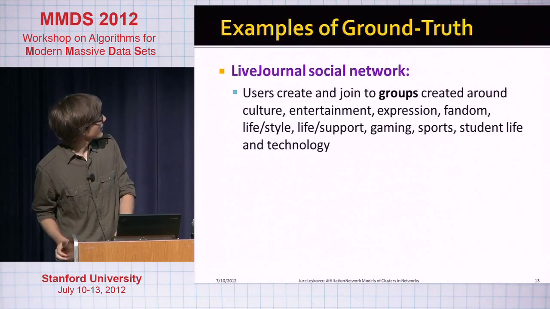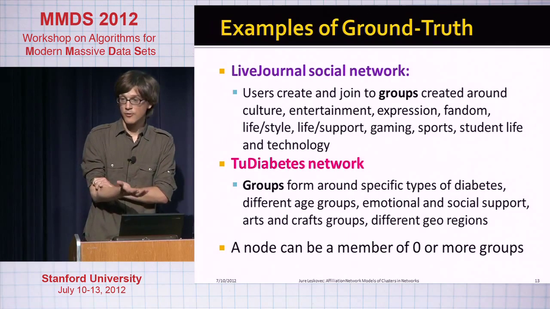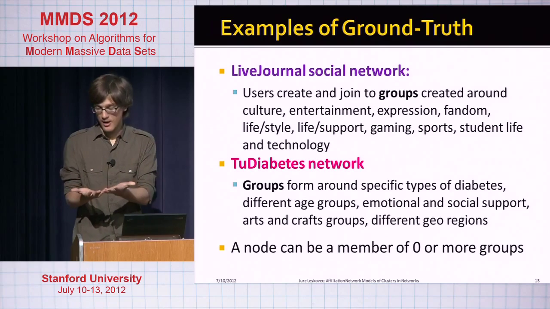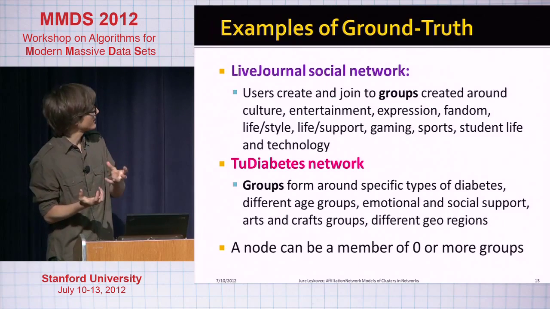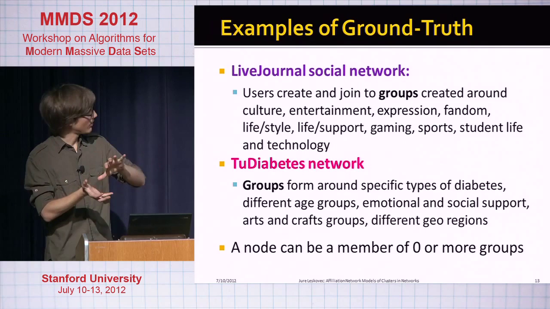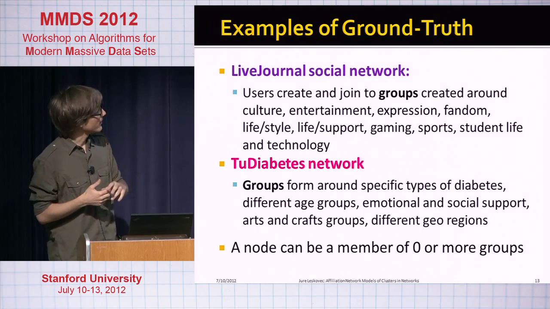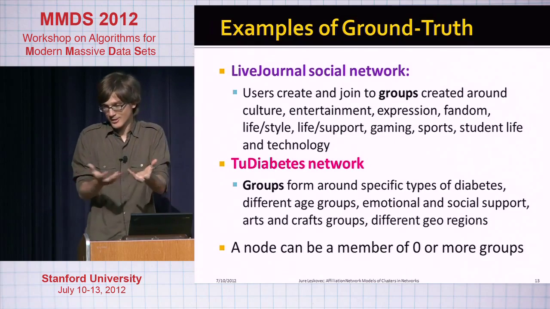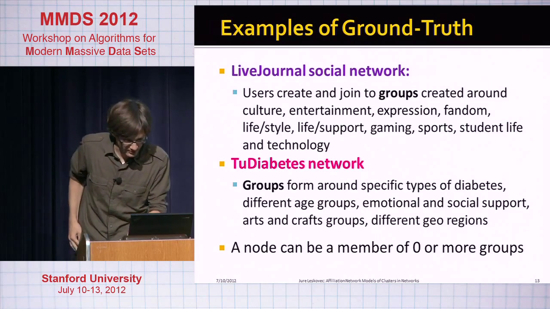Another case is a social network of patients with diabetes. If you look at what kind of explicit groups are created in this network and how these groups are named, they exactly correspond to what you would hope the structure of that network to correspond to. You have groups of patients of about the same age, groups on emotional and social support, different geographical regions, people with different types of diabetes, and so on, right? Really, what I want to say is that these groups correspond to something real, something you would hope to discover from the network.